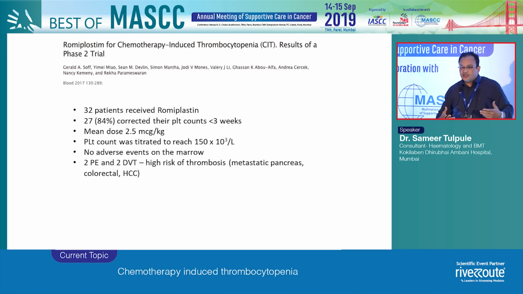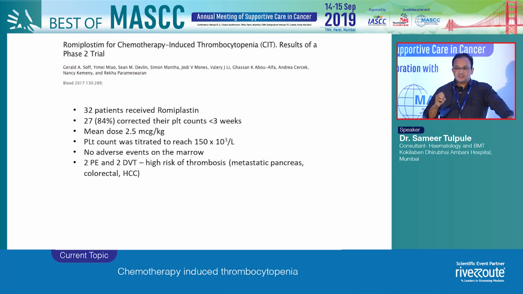Now, there have been studies looking at romiplostim. This is a small phase 2 trial looking at about 40 patients. About 84% of the patients corrected their platelet counts within 3 weeks at a small dose of 2.5 micrograms per kilogram per week. Platelet count was titrated to reach 150. No adverse events on the marrow, because there have been some concerns whether it caused fibrosis. But as with all TPO agonists, the risk of pulmonary embolisms and DVTs is real. So this has to be taken with a pinch of salt.